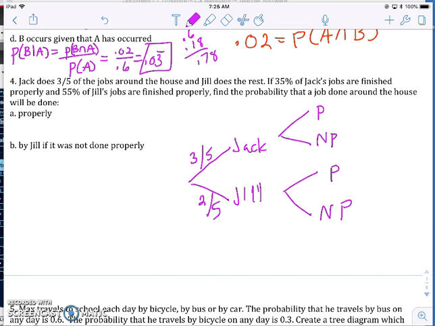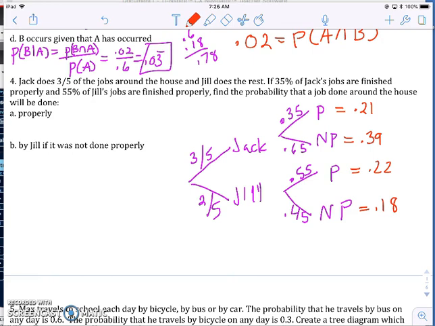If 35% of Jack's jobs are finished properly, so 0.35. Not properly would be 0.65. 55% of Jill's, so 0.55, 0.45. Well, we could multiply these together and find each probability. So this would be 0.21, 0.39, and 2/5 times 0.55 is 0.22, 2/5 times 0.45 is 0.18.